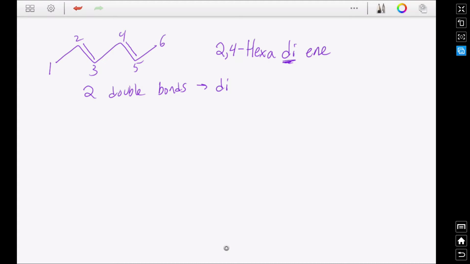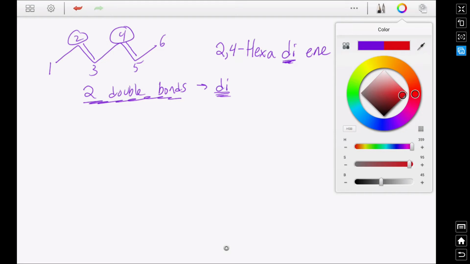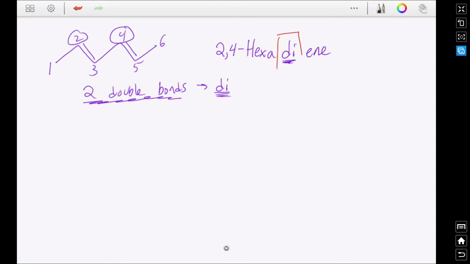So this particular compound is called 2,4-hexadiene because it has two double bonds. That's where we get the di from, and they're located at carbons 2 and 4. So if you're dealing with multiple double bonds or multiple triple bonds, we basically just stick a prefix between the number of carbons and whether it's an ene or a yne.